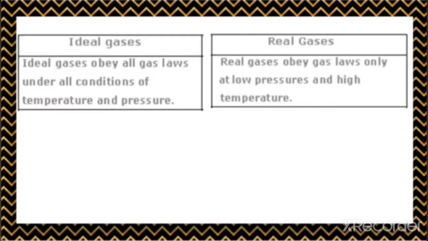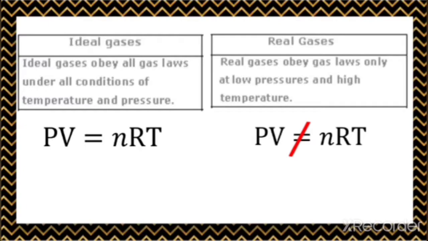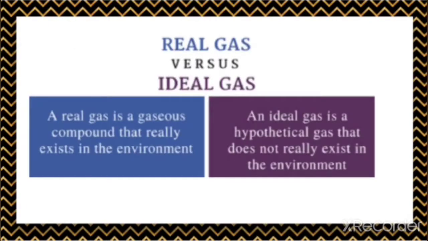That is, the equation for an ideal gas is PV = nRT, but for real gases we can say that PV is not equal to nRT. So we can say that a real gas is a gaseous compound that actually exists in the environment. So whatever gases exist in the environment are real gases.